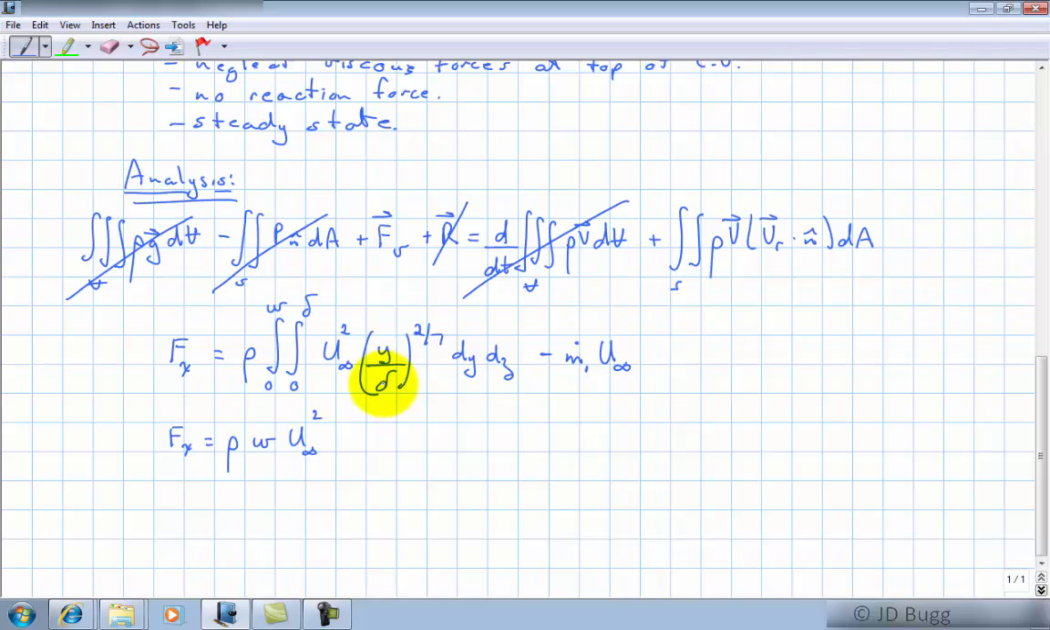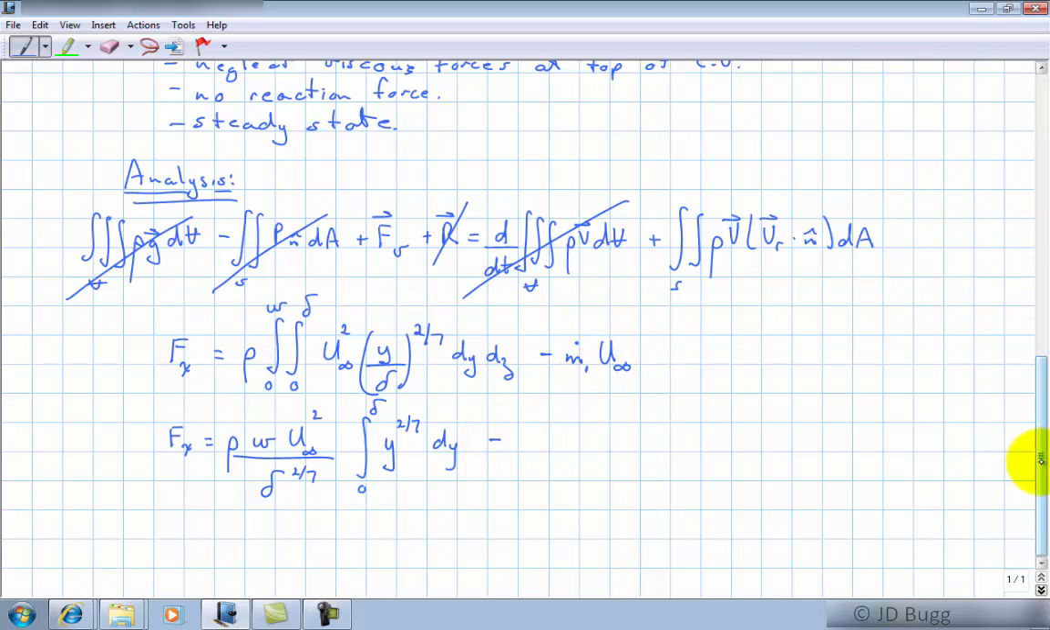In the denominator here we have delta to the 2/7. That can also come out of the integral sign because that's a constant. And we'll leave in our integral from 0 to delta just the y part of this. So this is y to the 2/7 dy. Minus the mass flow rate here.